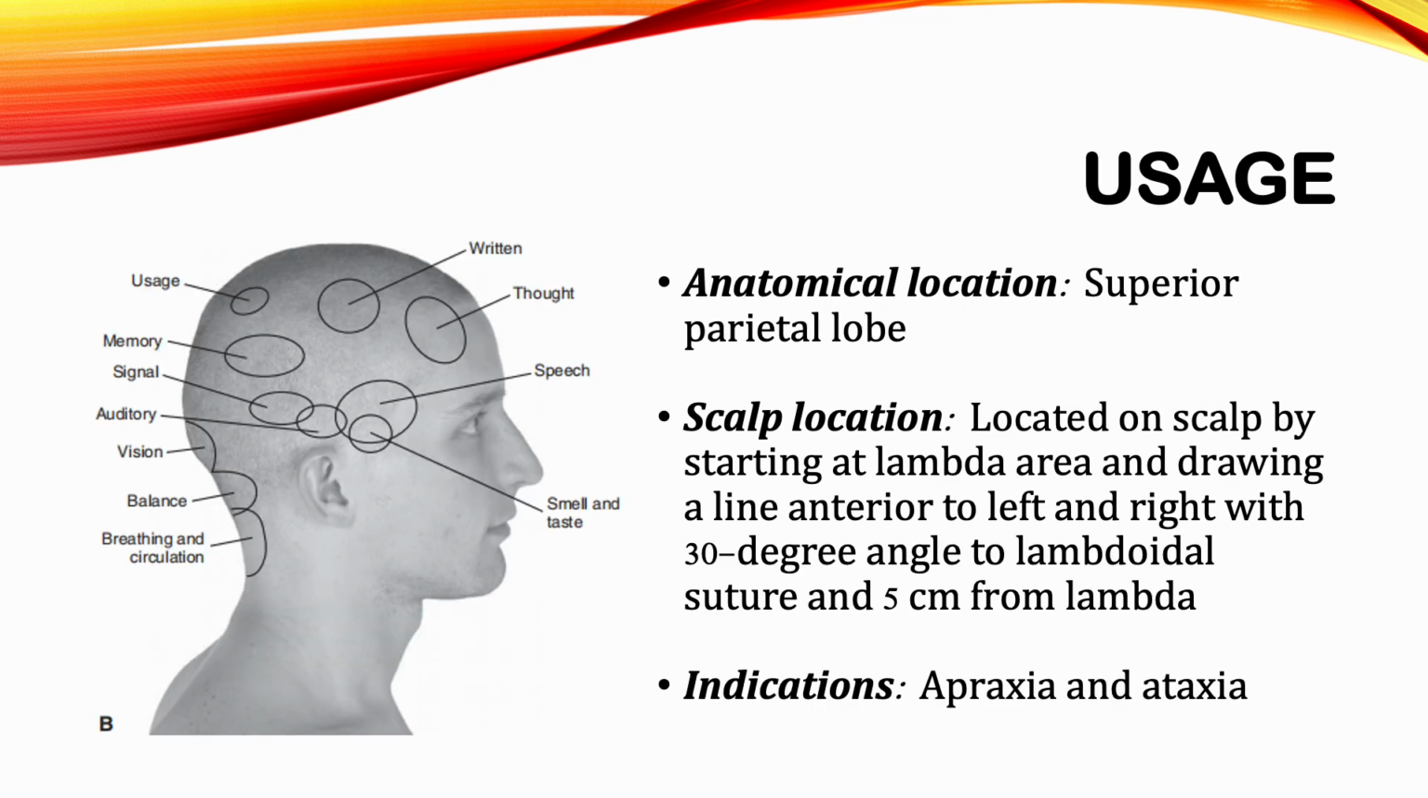Usage area. Anatomical location: on the superior parietal lobe. Scalp location: it can be located on the scalp by starting at the lambda area and drawing a line anterior to the left and right with a 30-degree angle to the lambdoidal suture and 5 centimeters from lambda. Indications: apraxia and ataxia.